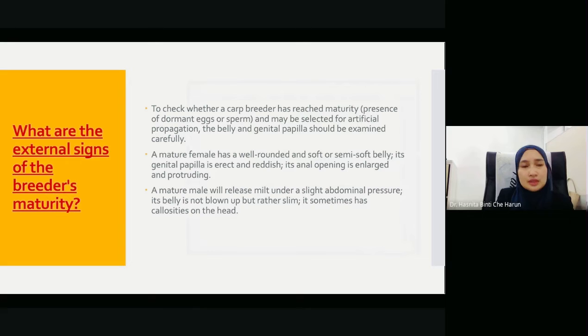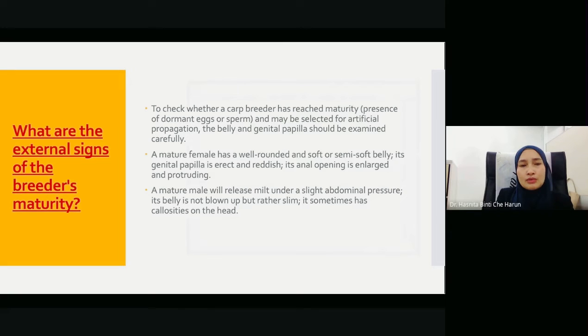If you want to determine whether the fish that you choose is really at the maturity stage, you need to observe the external signs of maturity. So if you want to check a cup breeder, whether it has reached maturity and could be selected for artificial propagation, what you need to do is check the belly and also the genital papilla.